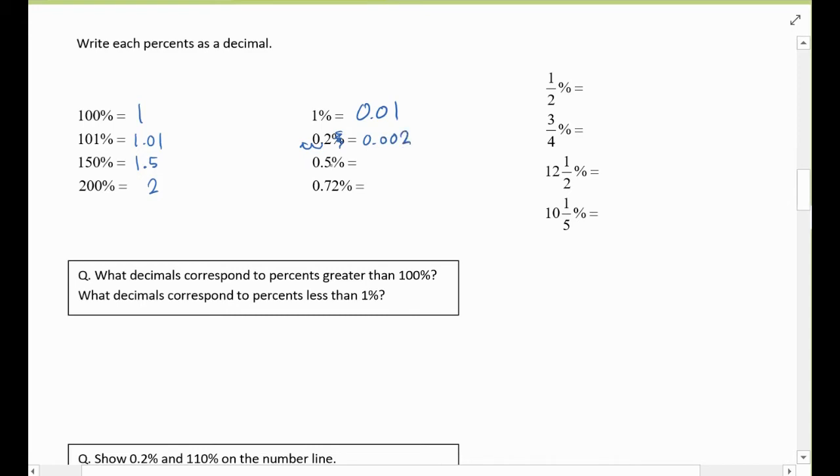0.002. Okay, so I want you to do those two questions, 0.05% and 0.72%, change them to decimal numbers. Go ahead. Okay, 0.05% becomes 0.0005. And 0.72%, move the decimal 2 places, and that's 0.0072.